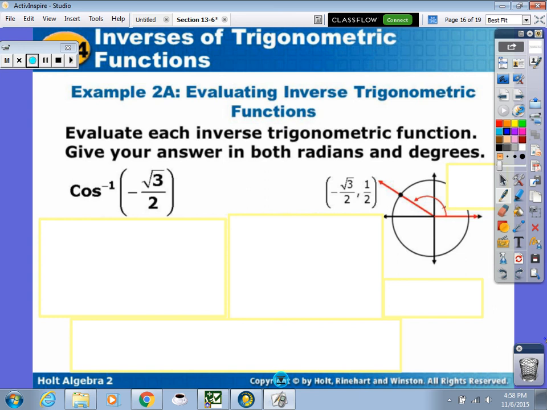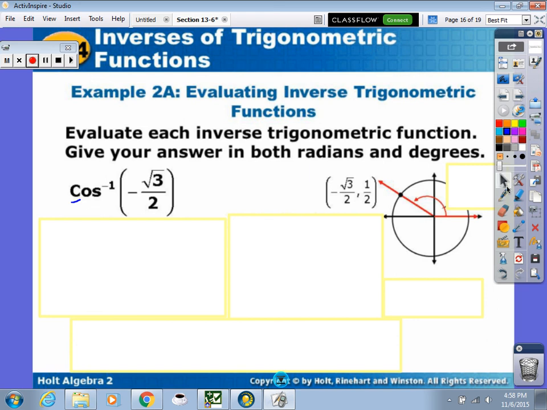So now we're going to look at evaluating an inverse trigonometric function. We're going to give our answers in both radians and degrees. So we have here inverse cosine of negative root 3 over 2. We notice that the C is capitalized, so we're looking at a restricted domain.